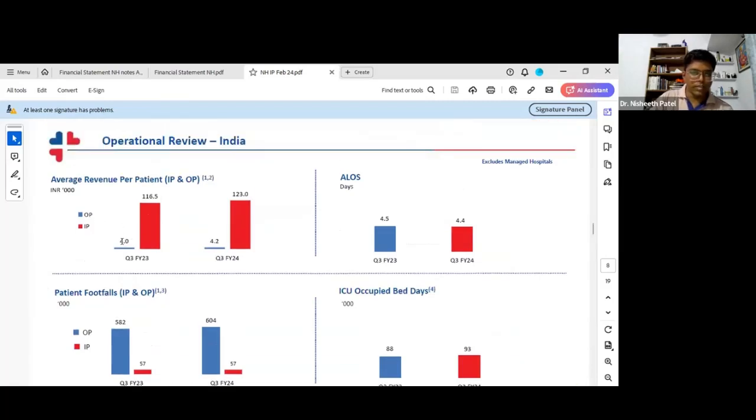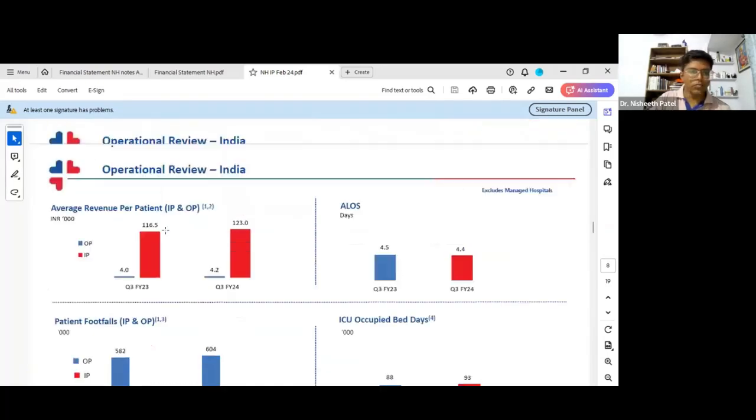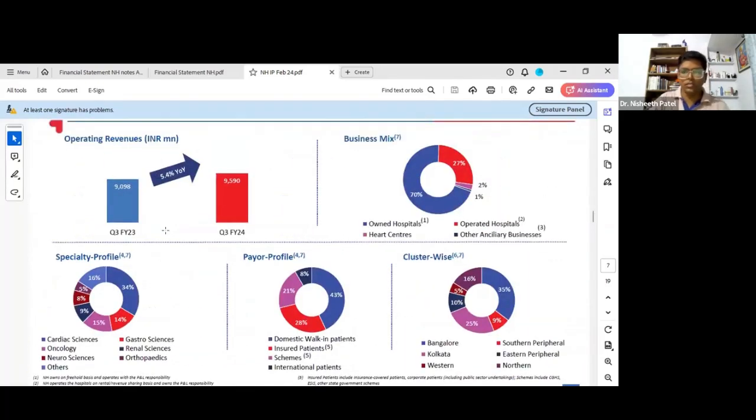So this is the average revenue per patient from the OPD and the IPD segment. This is the average length of stay. This is the ICU occupied bed days, the patient footfalls, and all these things. Now, we can see that the operating revenue has increased 5% over the last year.